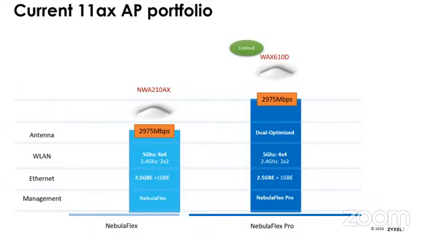So now we'll talk about the 2 newest members of our family. The NWA 210AX is available now. The WAX 610D has been available, but it's really limited as far as stock goes. We should be getting more of these in here soon. I think locally we're sold out. Some distribution may still have some of these in stock though. So let's go ahead and talk about these two new guys.